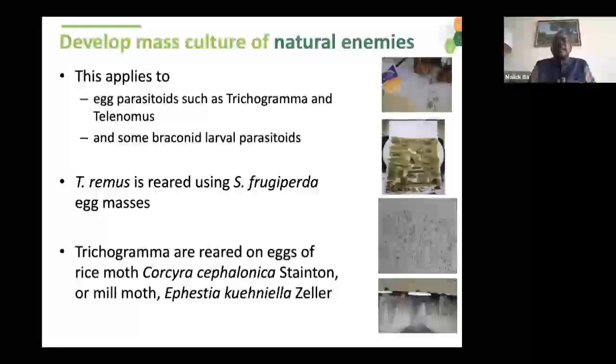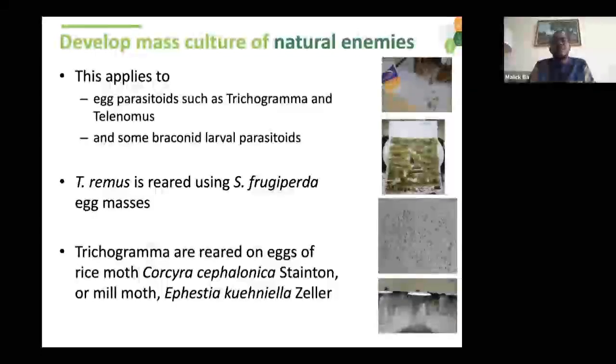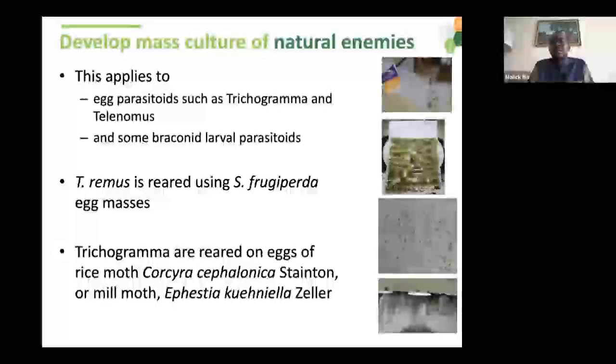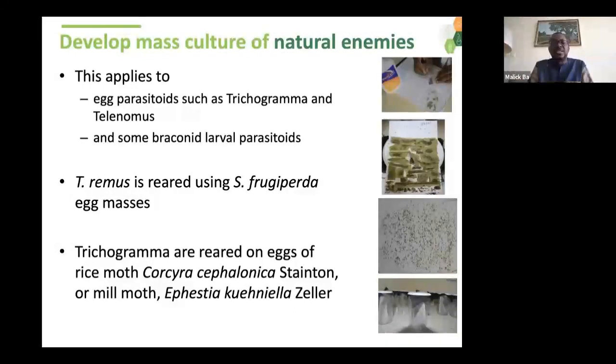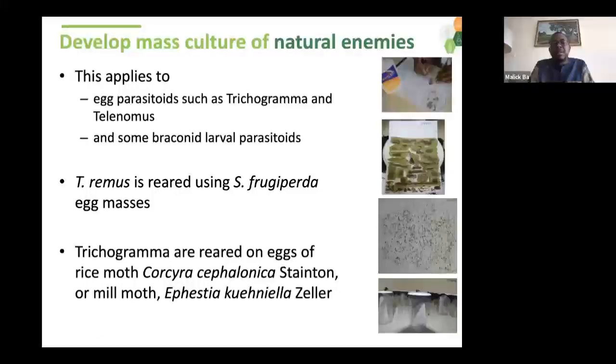For parasitoids that can be easily mass cultured, like the egg parasitoids, you can develop your mass culture. For instance, Trichogramma species, you can mass culture them on many caterpillars that develop on storage commodities, like the rice moth, Corcyra cephalonica, or the meal moth, Ephestia kuehniella. Those are used worldwide for mass culture of Trichogramma. For Telenomus, it is mainly mass cultured on the fall armyworm itself. So you have to get your mass culture of fall armyworm in your lab, and then mass culture Telenomus on it.